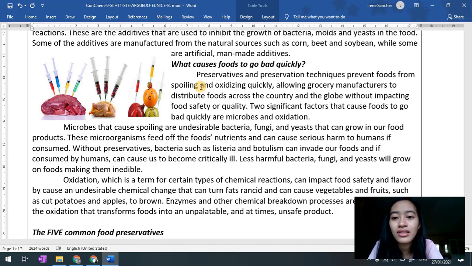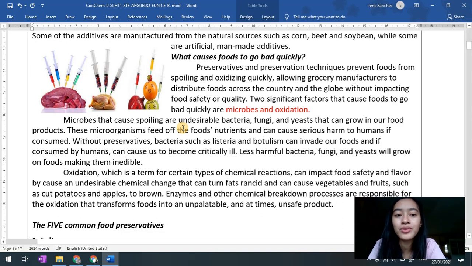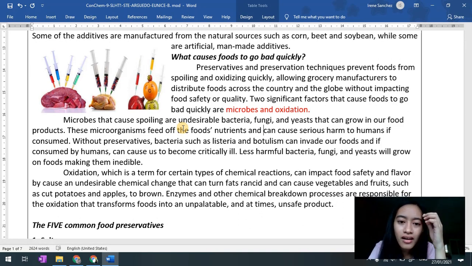Two significant factors that cause foods to go bad quickly are microbes and oxidation. We'll talk about oxidation in a while. First one, microbes. Microbes cause spoiling and are undesirable. These are the undesirable bacteria, fungi, and yeasts that can grow in your food products. These microorganisms feed on the food's nutrients and then cause harm to humans if they consume it. So you're definitely going to have digestive problems.